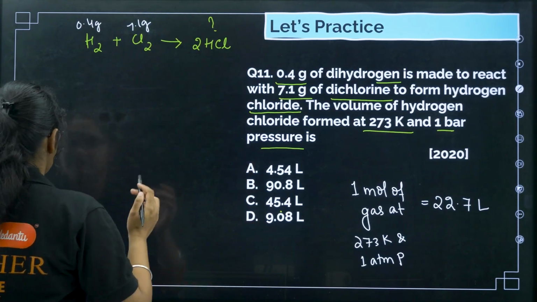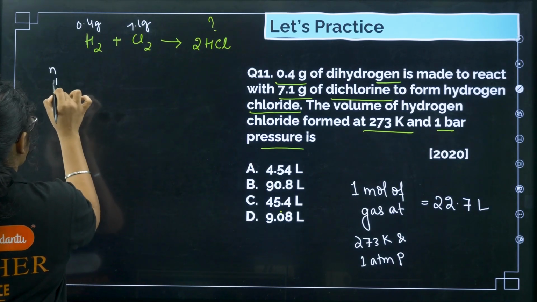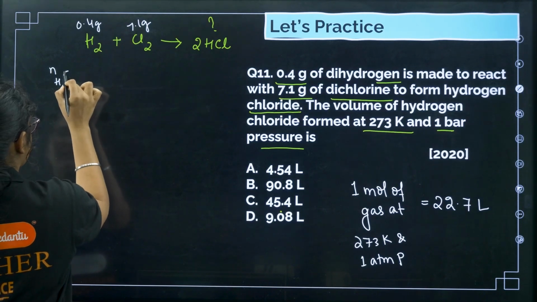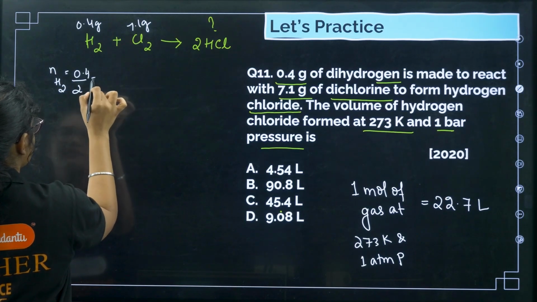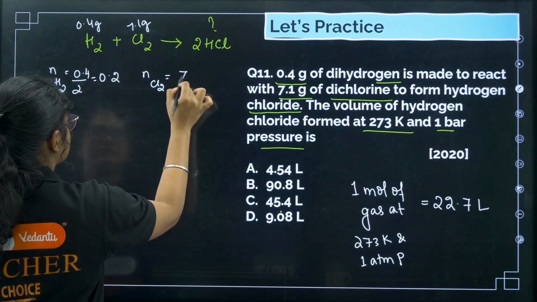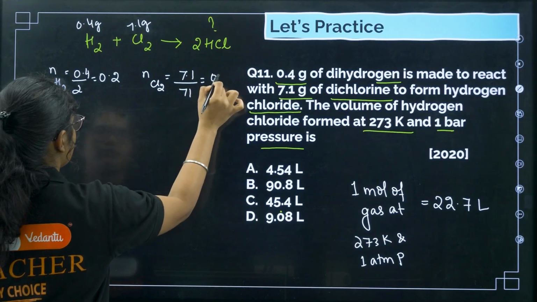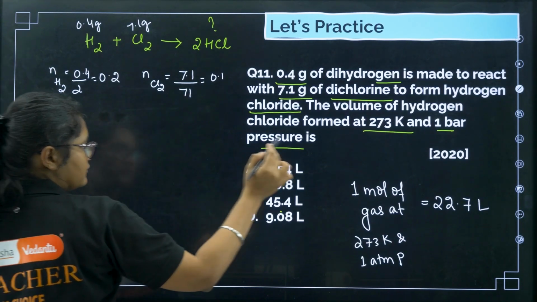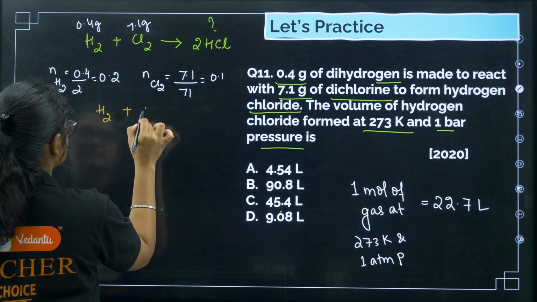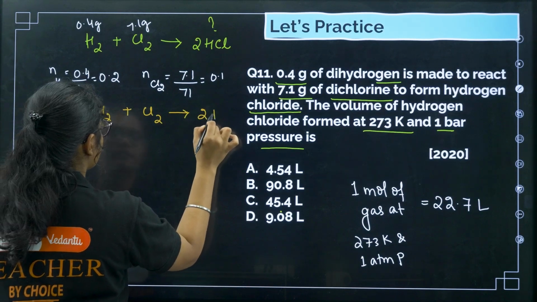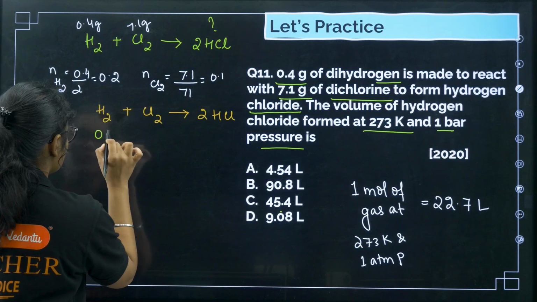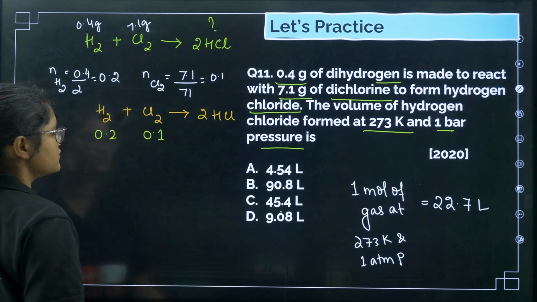Okay, so see here. So first we can calculate the number of moles of H2, given mass by molar mass. So 0.4 by 2, that is 0.2. Okay, and what is the number of moles of chlorine? Number of moles of chlorine is given mass by molar mass, so that is 0.1, right? So in this reaction of H2 plus Cl2 gives 2HCl, what are the amounts we are having? We are having 0.2 moles of H2, 0.1 moles of Cl2.